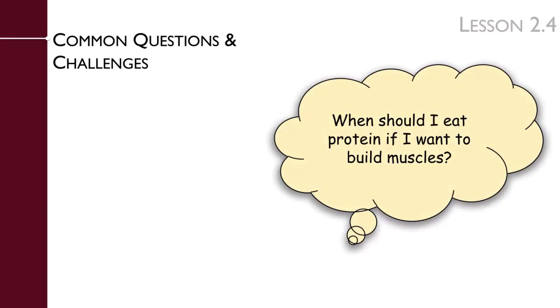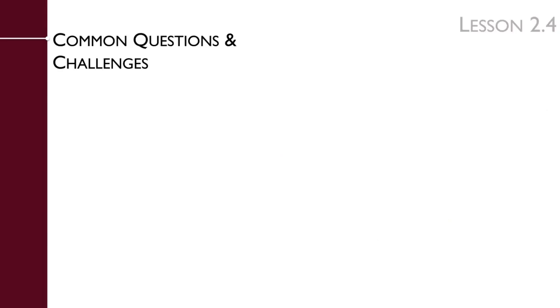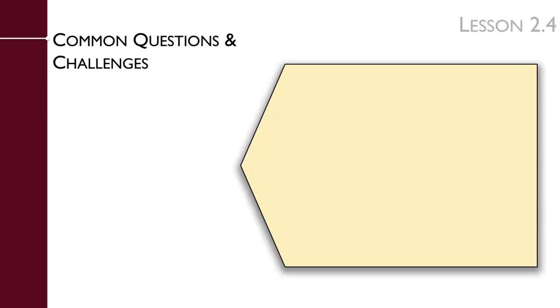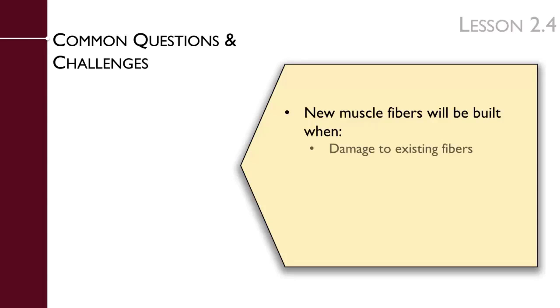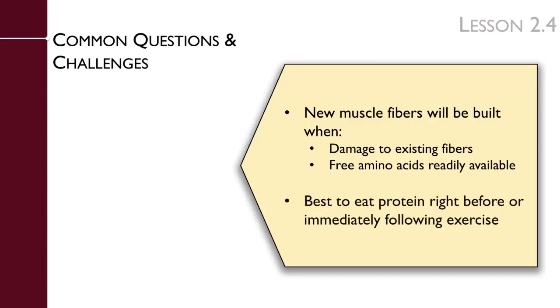Students sometimes ask about when to eat protein if they want to build muscles. New muscle fibers will be built when there is damage to the existing ones from exercise, and free amino acids are readily available. Because of this, it is best to eat protein right before or immediately following exercise. Some studies have shown that eating protein right before a workout is better because amino acids reach the muscles when you are actively using them, but this is often not recommended due to the discomfort that may occur from exercising on a full stomach.